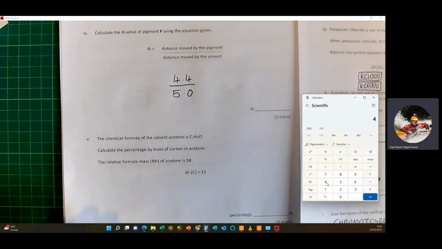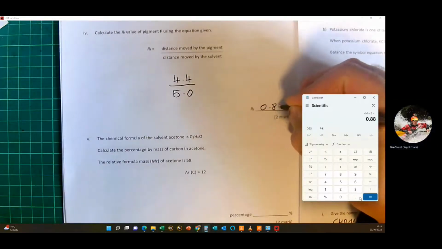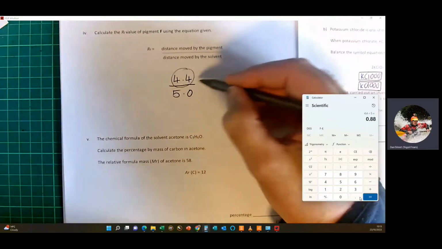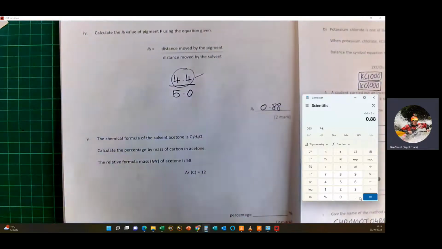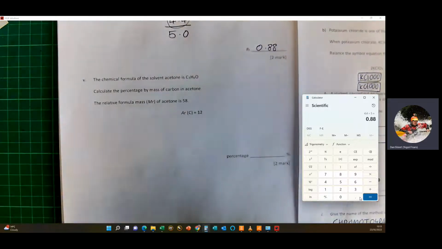Okay, so 4.4 divided by 5 gives us 0.88. I was reasonably lenient with this question due to the fact that this value here had a little bit of variety in it, but as long as you got the method correct, then I gave you the benefit of the doubt.